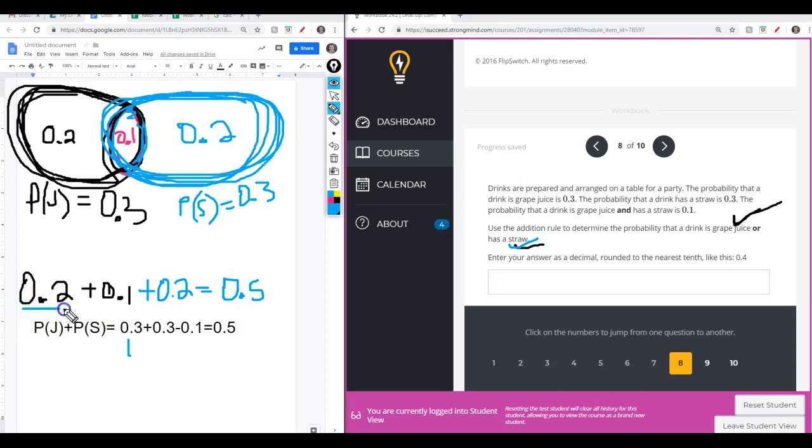Like right here is the whole entire probability of a grape juice, which ends up being right here. And this 0.2 right here ends up being right here. So I hope that helps you clarify how come this equation works. And remember to do 0.5.